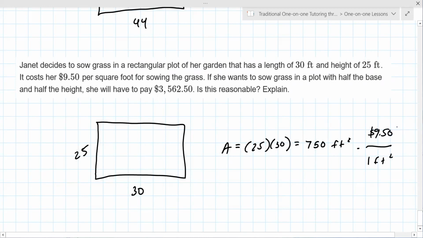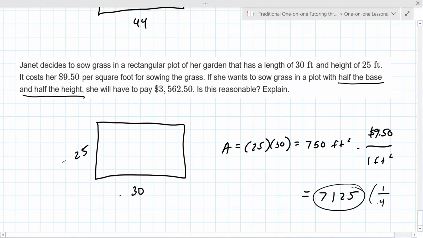You've been looking at stuff online for things. Sometimes they're priced by the foot squared. I get 7,125. Okay. Now, if it's half the base and half the height, see how both of these numbers are going down by half? So this number has to go down not by half, but by a 1/4. A fourth. So what is 1/4 of that number? 1,781.25. So she's paying too much if she actually pays that.